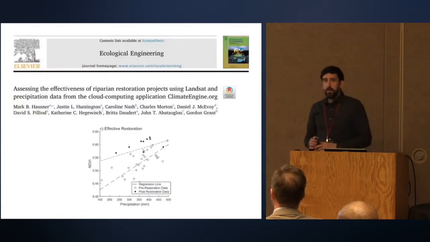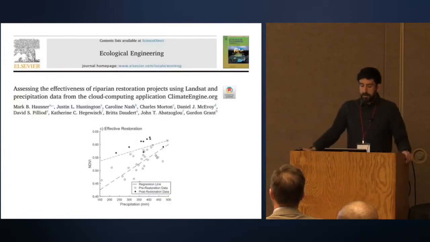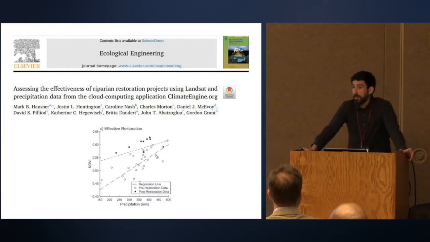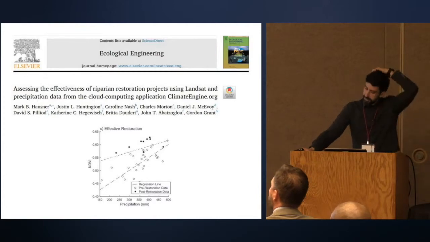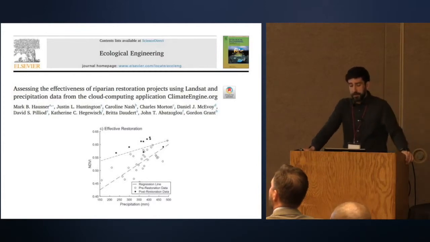So we weren't the only ones thinking about evaluating restoration projects using Landsat imagery, and specifically even vegetation sensitivity, last year. This was another paper that came out last year by Hausner et al. And they used a similar metric here.